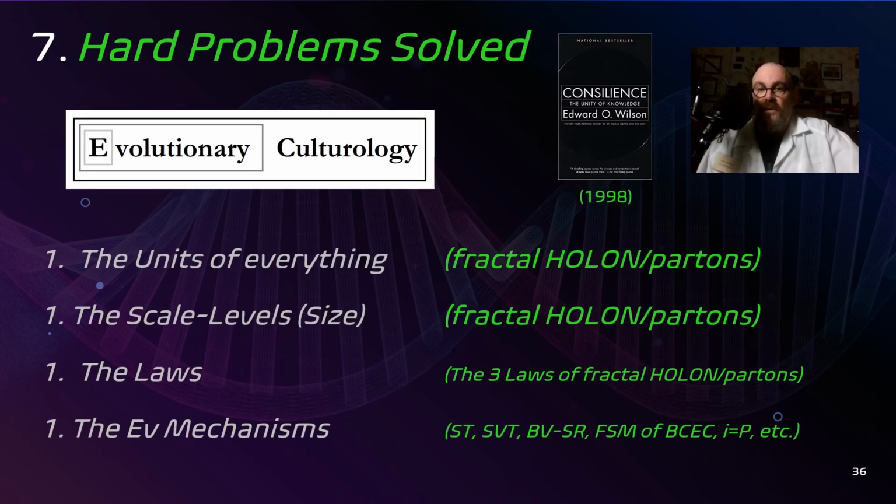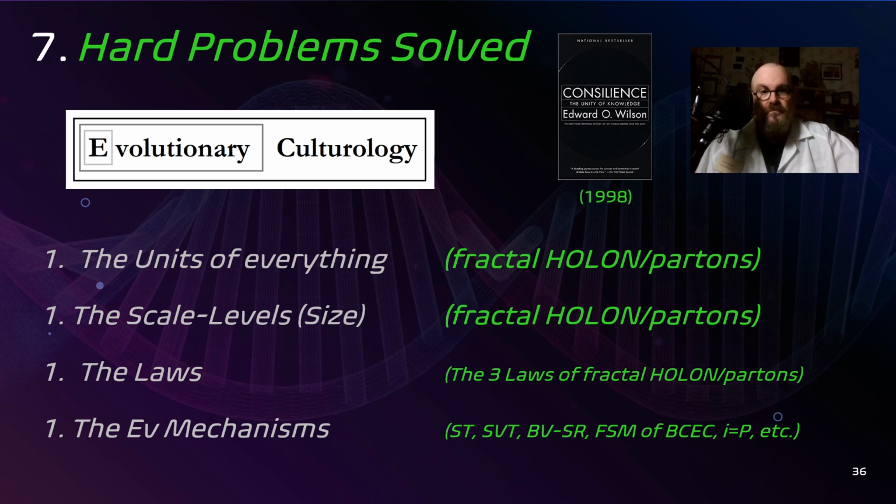Anyway, that's pretty much it. It solves the units, the scale levels, 3 laws, and the evolutionary mechanisms. Solving consilience, or one solution to consilience. Try it, you might like it. It also makes the arts and humanities a science because we can mathematise all those units of culture too now, which some people won't like, but science doesn't care about any of our feelings apparently.